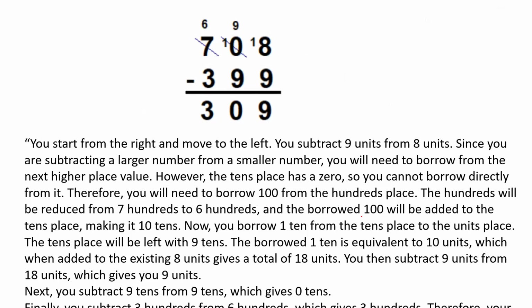10 tens, right? Now you borrow a 1 ten from the tens place to the units place. Then the tens place will be left with 9 tens, and the borrowed 1 ten is equivalent to 10 units, which when added to the 8 existing units, will give us 18 units. Then you subtract 9 units from 18 units, which gives you 9 units. And then you subtract 9 tens from 9 tens, you get 0 tens.